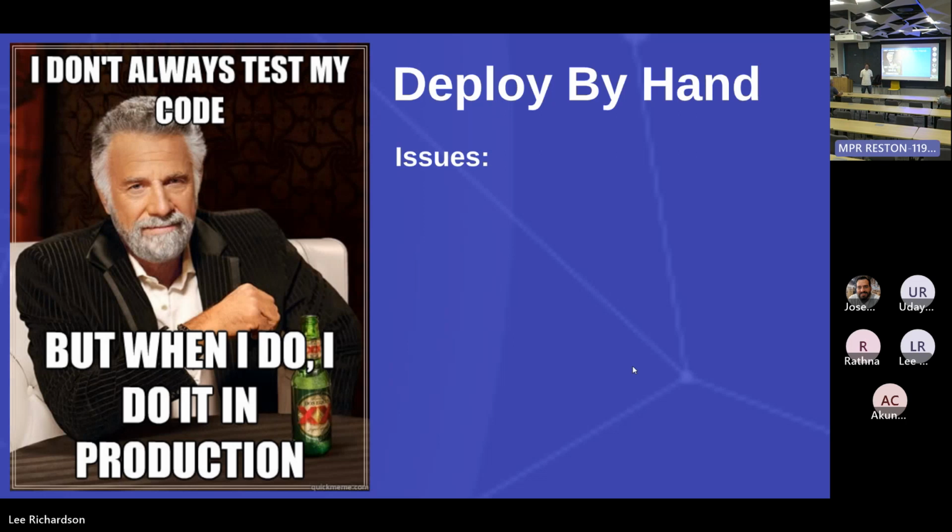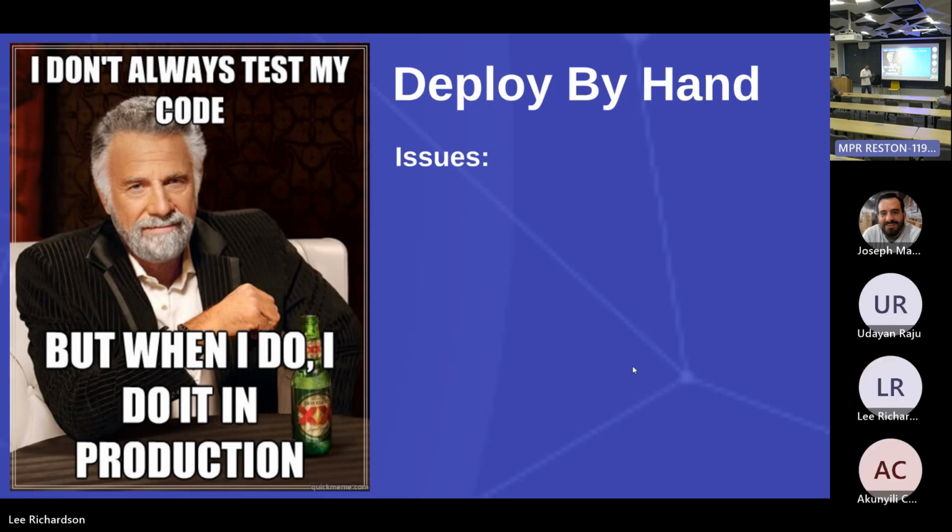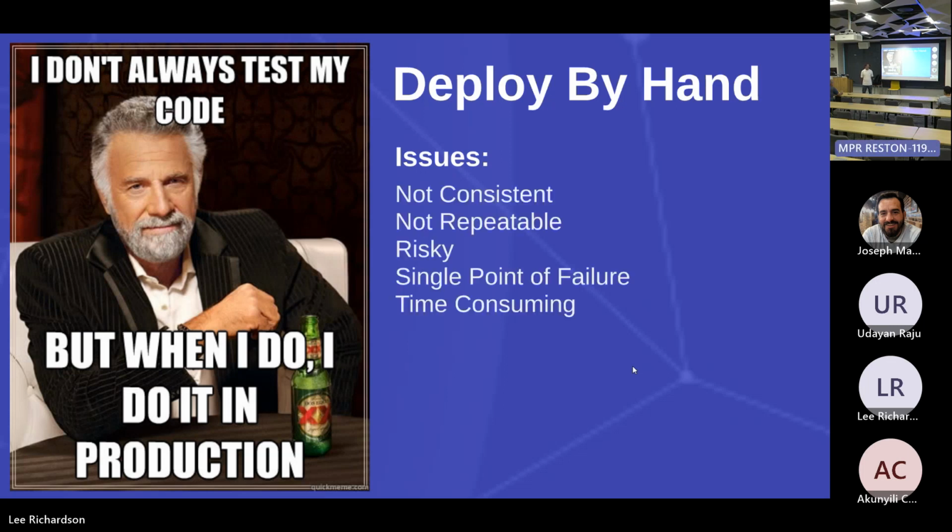I feel like so often you end up in organizations with one person who's like the deployment person. And if they go on vacation, you can't deploy. So there's a knowledge lock-in element as well. So yeah, consistent, repeatable, risky. I think you covered all of those nicely. Single point of failure. And it takes a lot longer to have to remember to go through a bunch of steps. It's time consuming as well.